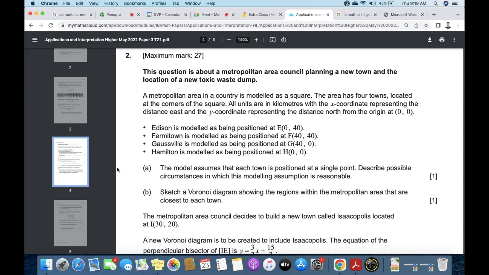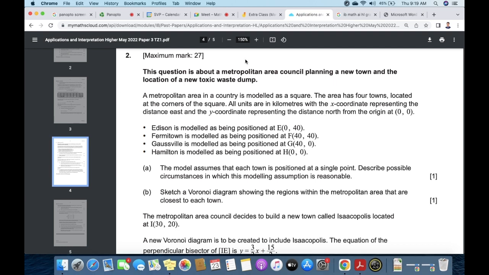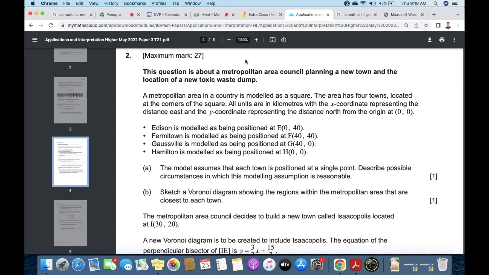For the first question A, you are asked why you think that this model is reasonable. This one is open to a lot of possible answers, but you have to think of a reasonable answer. So why do we only represent each town with a point? That's the meaning of this question. Why not draw the entire town? Why a point? Anybody who would like to give his or her idea on this?